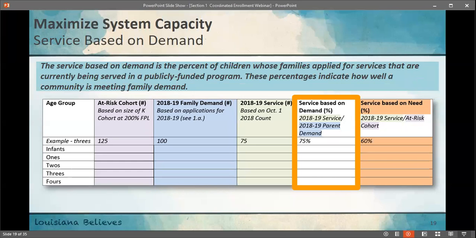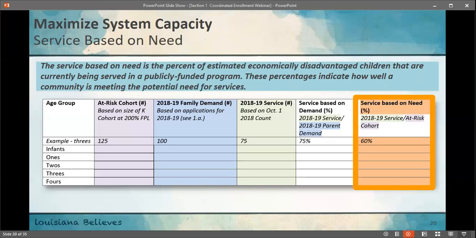All right, so in this column, the service based on demand is our first calculation. This will determine the percent of children whose families have applied for services and that are currently being served in a program. This percent indicates how well a community is meeting family demand. The percent of children whose families applied and are being served, that's what this percent will tell us.